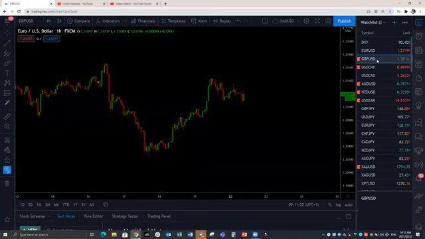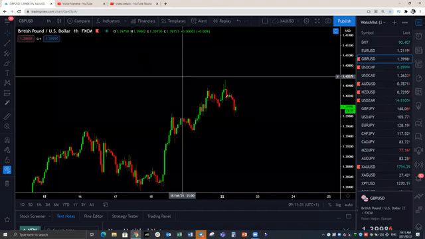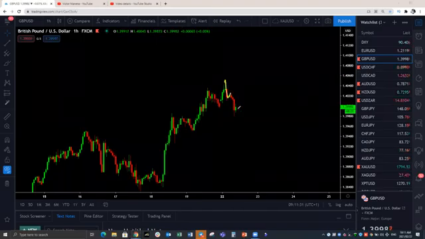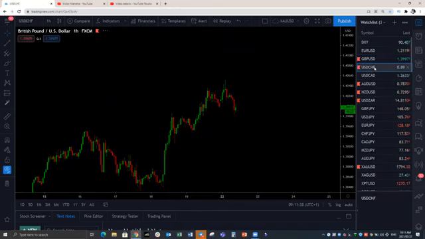What about pound US dollar? Pound US dollar, we may see continuation to the upside here. This looks like a three-wave pullback. We may see this one continuing to the upside. No sign of reversal on the pound yet. Still expecting more upside.